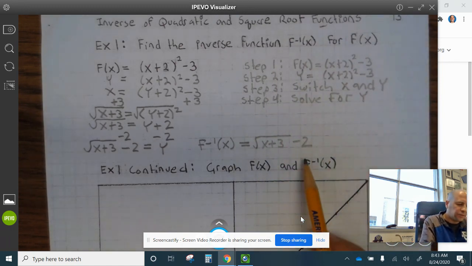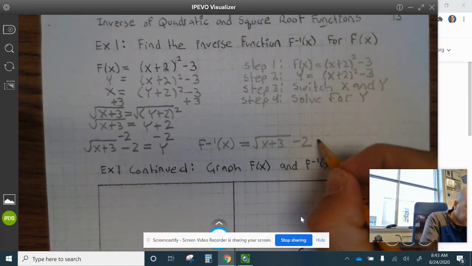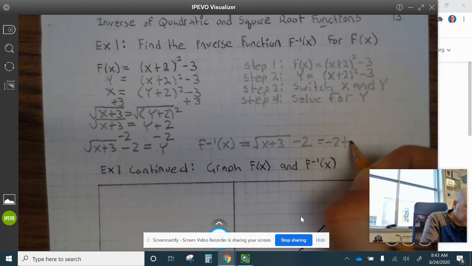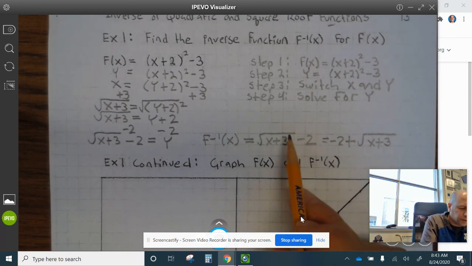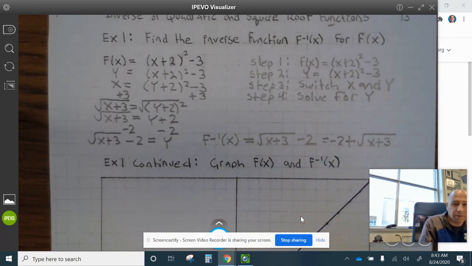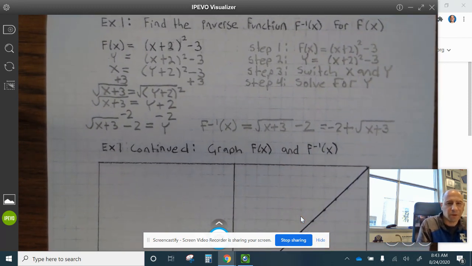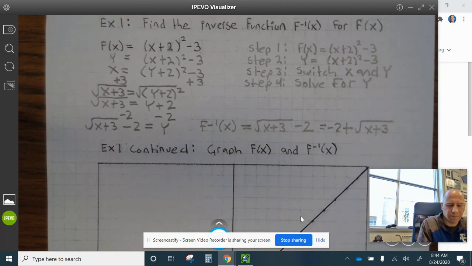Now, this is fine, but you can also write this as negative 2 plus the square root of x plus 3. And the reason why I'd recommend writing that sometimes is if you have trouble with accidentally putting the 2 under the square root, if you put it in front, you don't have that problem, okay? All right, so finish up that part of example 1.